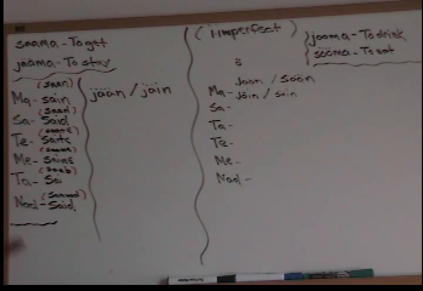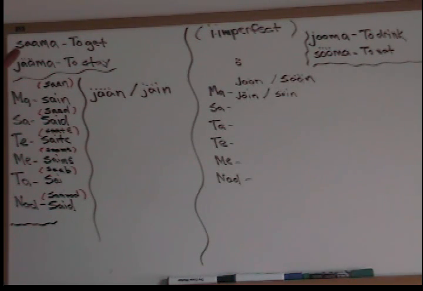But you have these irregulars that will take the i. You have certain 15 verbs that take the i for the imperfect, and these are just 2 of the 15. So let's look at sama. Sama, to get.